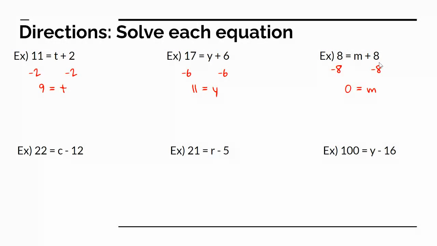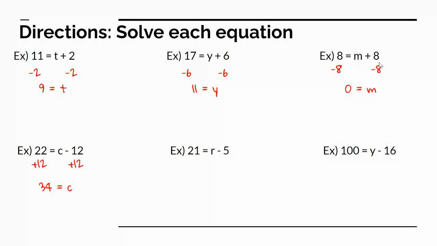Okay. Next example, 22 equals c minus 12. Again, we're trying to get the variable c by itself. That minus 12 is preventing that from happening. So we use inverse operations to isolate the variable c. The inverse of minus 12 is plus 12, so we add 12 to both sides to keep it balanced. 22 plus 12 is 34.